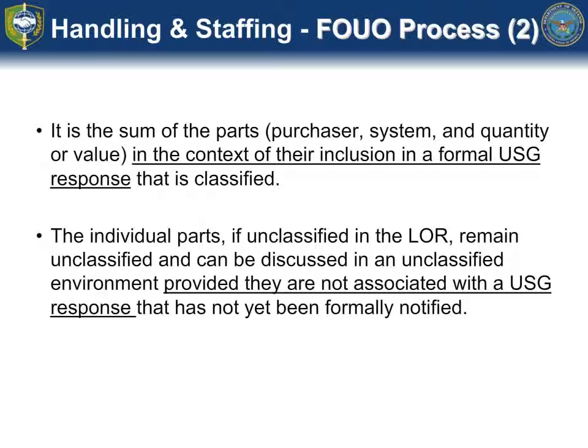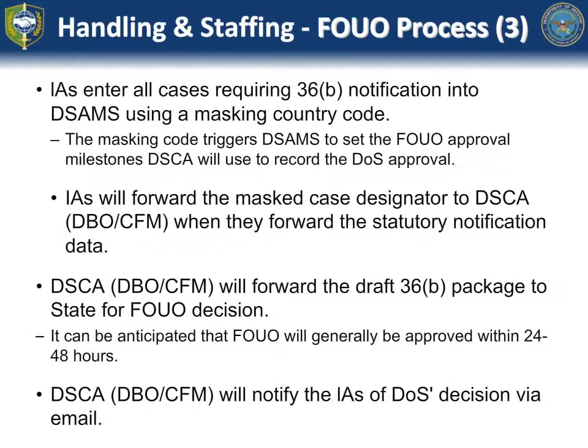The individual parts, if unclassified in the LOR, remain unclassified and can be discussed in an unclassified environment, provided they're not associated with a USG response that has not yet been formally notified. Context is everything, but put it all together and suggest that the U.S. government is going to respond to a particular country with a particular system and quantity, and you've got classified information until State said otherwise. So what happens is that IAs, as they begin developing the LOA data, enter all cases requiring 36(b) notifications into DSAMS using a masking country code. This triggers DSAMS to set an FOUO approval milestone so that we'll be able to record and control the classification and the handling of that item.